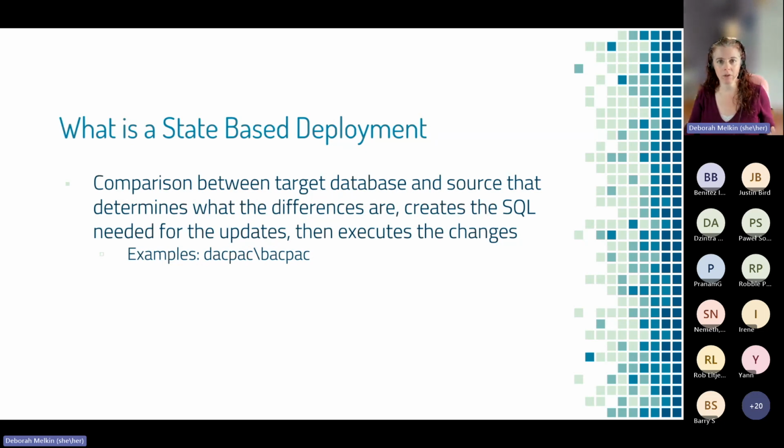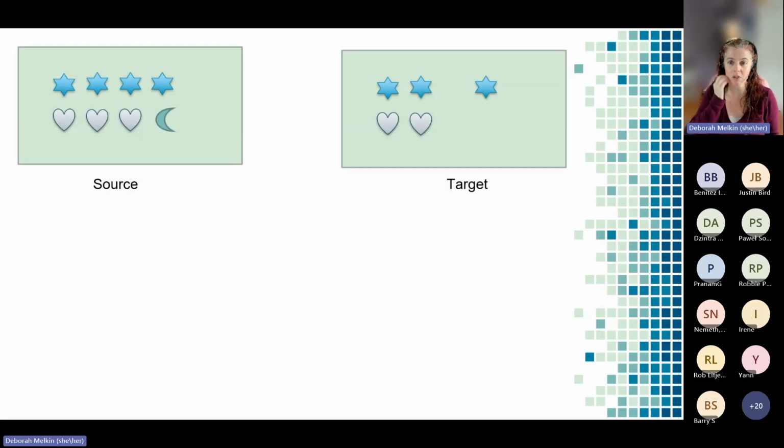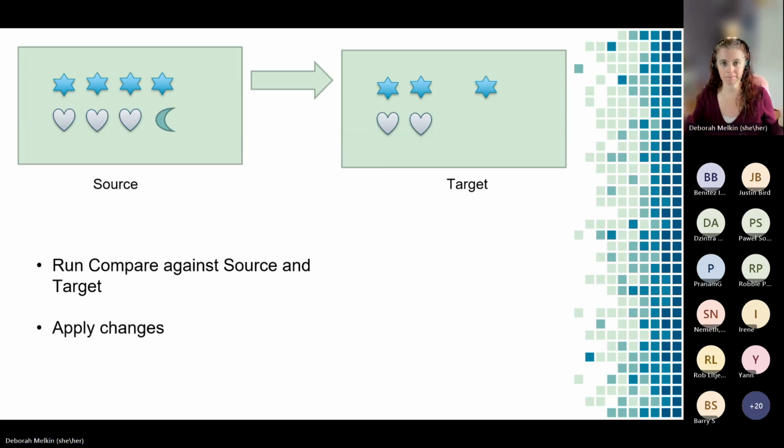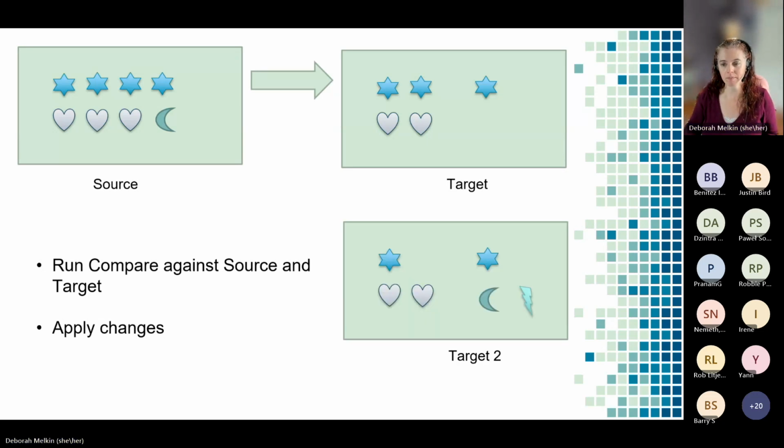So using our example here, our same source and target databases, for a state-based migration, it's pretty simple. It runs a compare against the source and target, figures out the changes, and then applies them. And that's it. You can have some say in how this works or how it does changes, but essentially something else is determining what needs to happen and will make the changes for you.